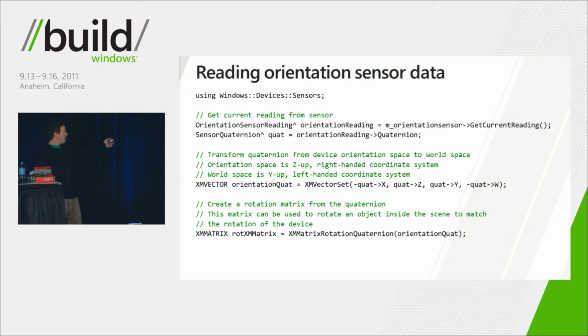I'm making a small change here to convert from orientation space to world space by negating the x and w components of the vector. And then I'm using XMMatrixRotationQuaternion to create that matrix. And then, this is an exercise left to the reader: pass that matrix through my 3D rendering pipeline and use that to do an actual rotation of the object in 3D space.